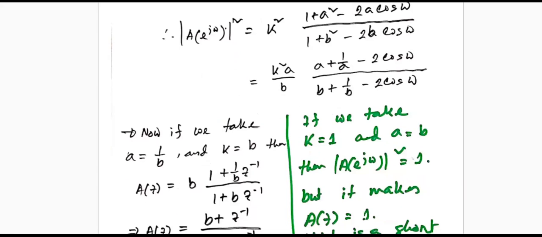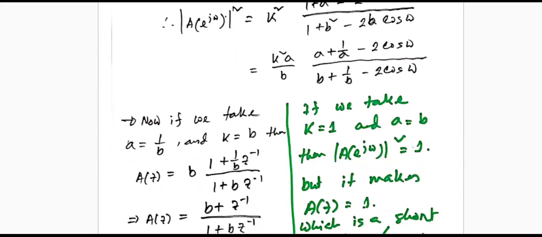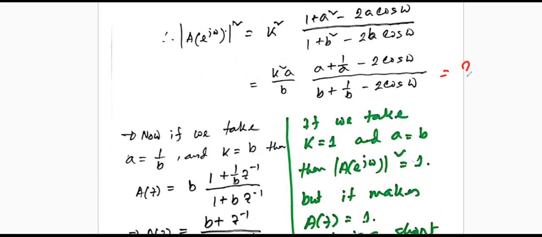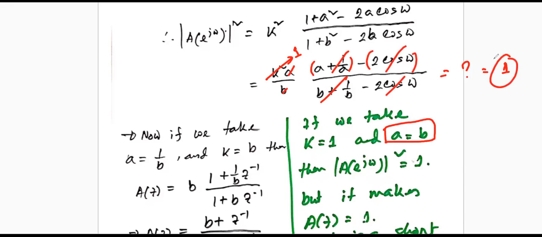From this equation, what we can understand, what should be the output? The output should be equal to 1. Certainly, it should be equal to 1. So if we take K equal to 1 and A equal to B, of course, all the values will cancel each other. And of course, we got 1.